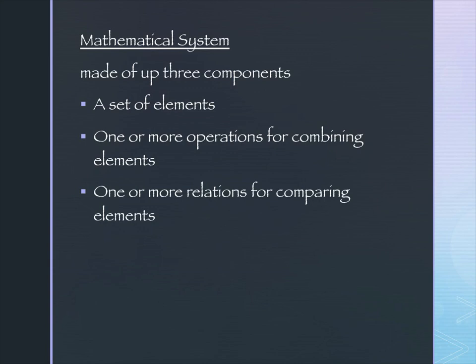So a mathematical system is composed of three things. You have to have a set of elements. You have to have a way to operate between them. And then you have to have a way to compare those elements. Okay? So our system has all of these things, or we wouldn't have a mathematical system, right? So jot this down. And then we're going to jot down how our system satisfies these criteria.